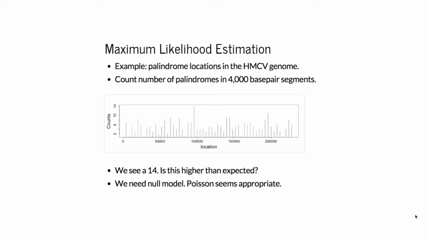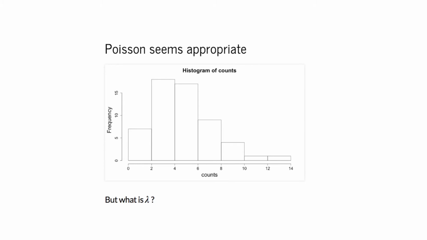Now, to define higher than expected, we need a statistical model. What would we expect to see by chance? So here, the Poisson model seems appropriate. We're counting rare events, which is precisely where the Poisson approximation is useful. So here's the data. Here are the counts of palindromes for these segments, and you can see it does look like it follows a Poisson distribution, just roughly based on this histogram. So we're going to make that assumption. We're going to assume that under the null, the number of palindromes in each segment follows a Poisson distribution. And then we can ask, what's the probability of seeing a 14?